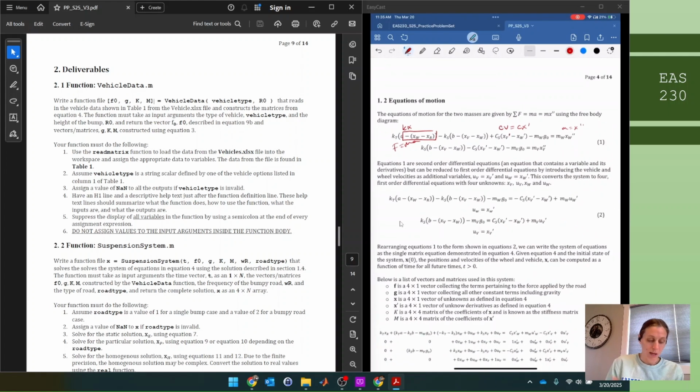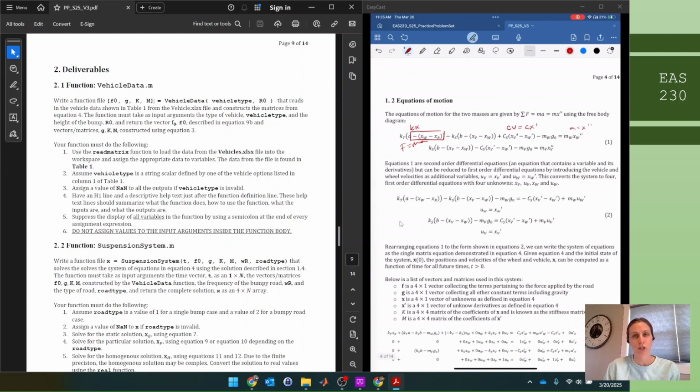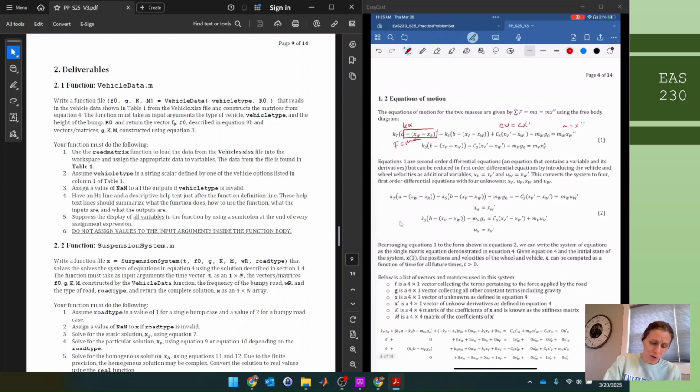Okay, so in order to solve this, this is a second order differential equation, which is beyond our comprehension, beyond our understanding. So we're going to turn it into a first order differential equation, which is also beyond most of your understanding, but that's okay, because we're going to turn it into a matrix problem.